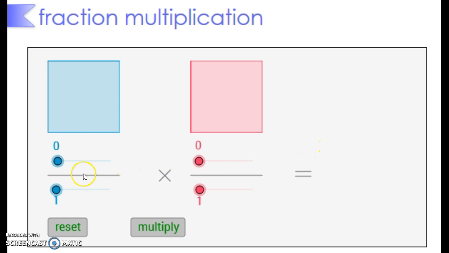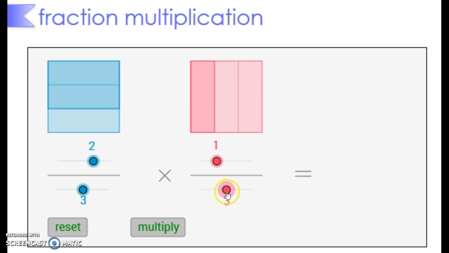The first problem we will do is 2/3 multiplied by 1/2. Just like you see on the screen, I would like you to shade 2/3 of your first box horizontally in one color, and I would like you to shade 1/2 of your second box vertically in a different color.